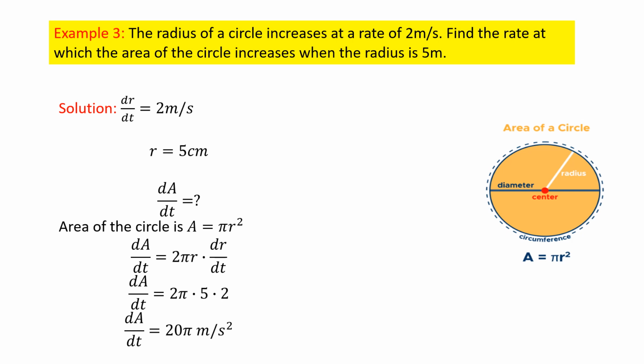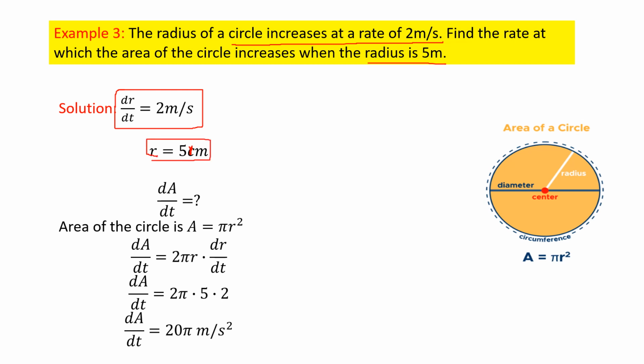Question number 3. The radius of a circle increases at a rate of 2 meter per second. So what is the meaning of this? The meaning is dr by dt. What is dr by dt? The rate of change of radius with respect to time. Also they gave the radius of the circle is 5 meter. So r equal to 5 meter, not centimeter, 5 meter.